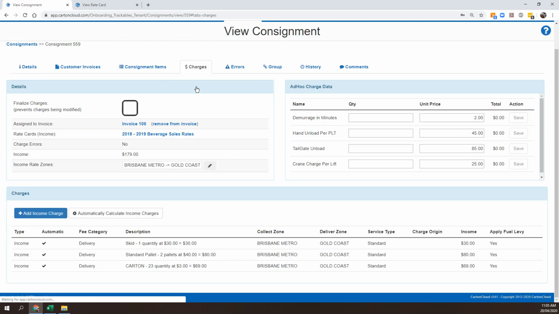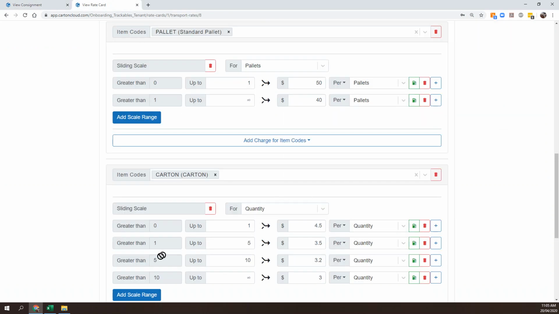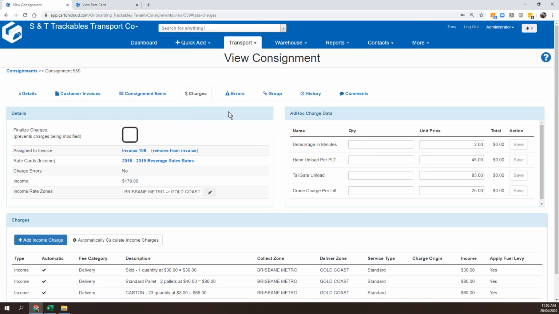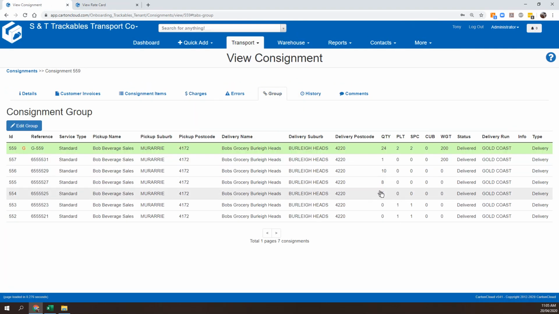So when we have a look at the charges, we can actually see down the bottom here that it's two pallets at $40, and therefore we've got our sliding scales for the cartons for 23 at $3 each. And we go back in and we have a look, and anything over 10 is at $3 each, even though those individual consignments actually had cartons in underneath the smaller sliding scale.